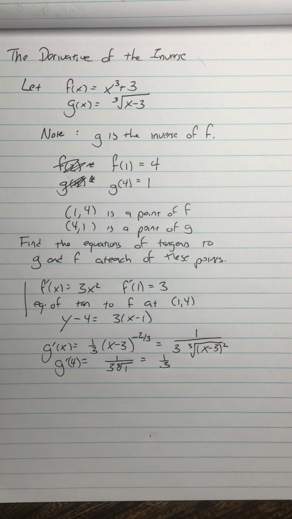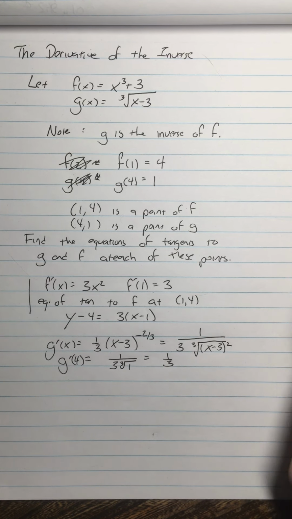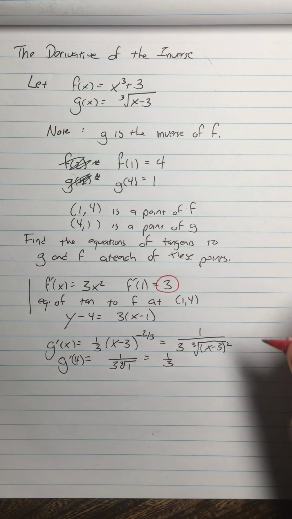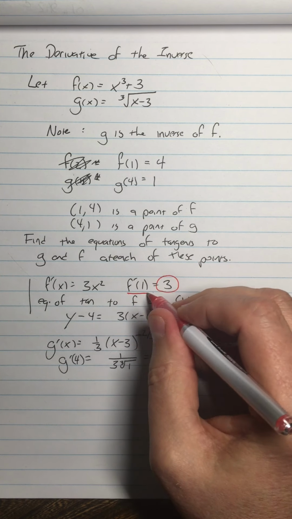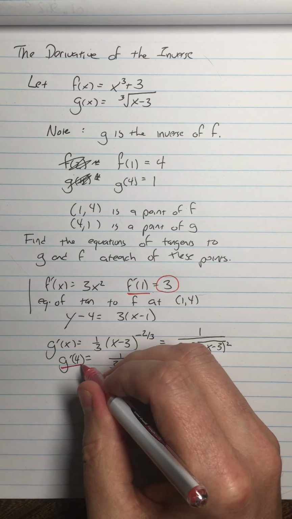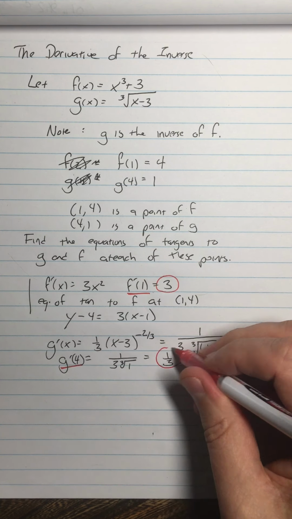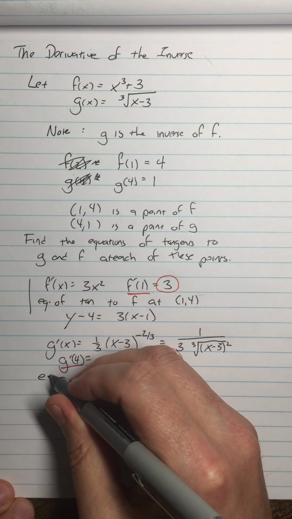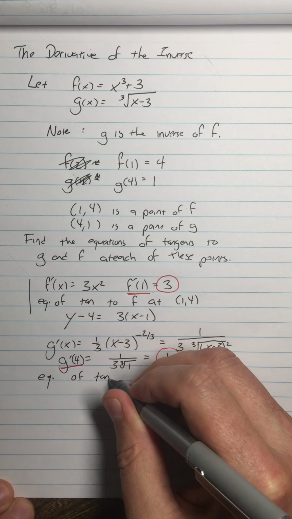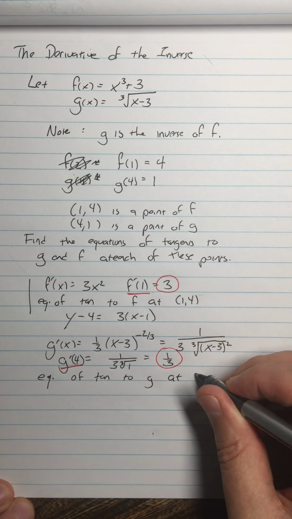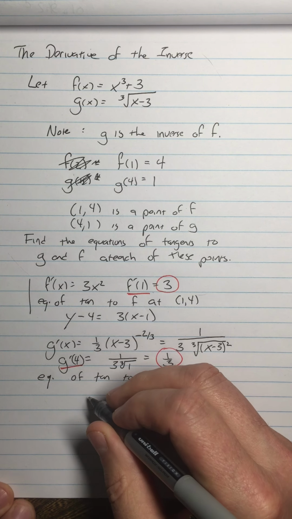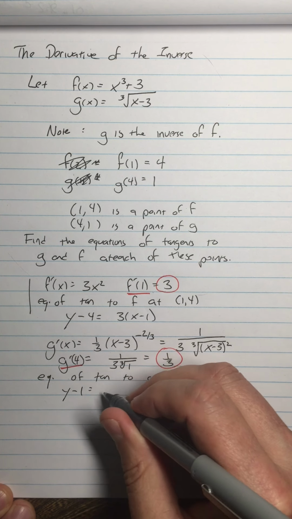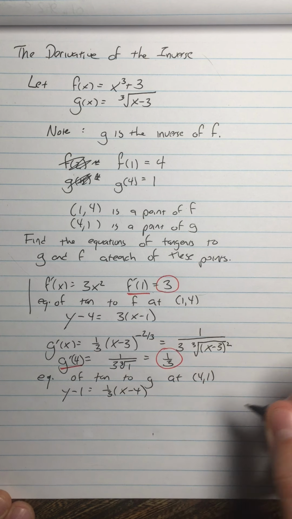All right, so already you can get a sense of what the theorem is going to be. F prime of 1 is 3. G prime of 4, not 1, is 1/3. And that essentially is the theorem. The two slopes are going to be reciprocals. So we're going to look at graphically why that is. So then we can write the equation of the tangent to g at the other point, which is 4, 1, is going to be y minus 1 equals 1/3 times x minus 4.